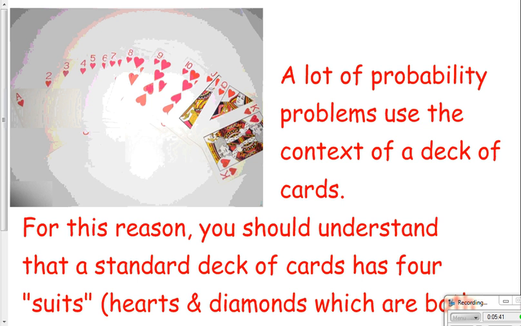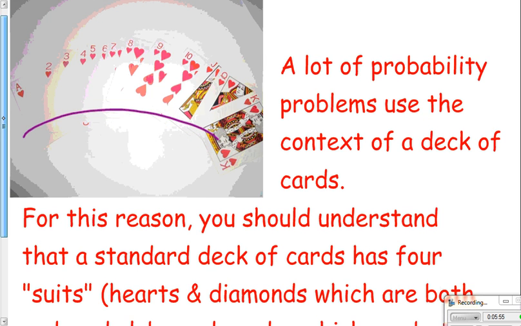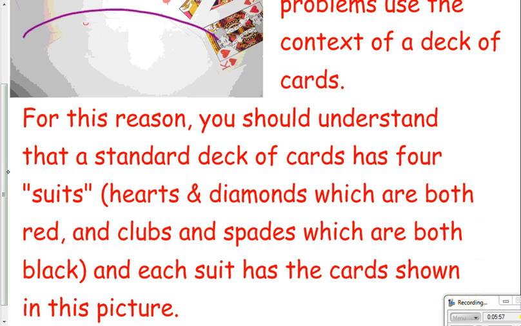The next slide shows you a picture of part of a deck of cards. This is exactly 1/4 of a deck of cards. It shows all of the different cards that are possible in one suit. So a deck of cards has 4 suits. They are called hearts and diamonds. Hearts are in this picture. And hearts and diamonds are both red. And clubs and spades are the other 2 suits, and they are both black.